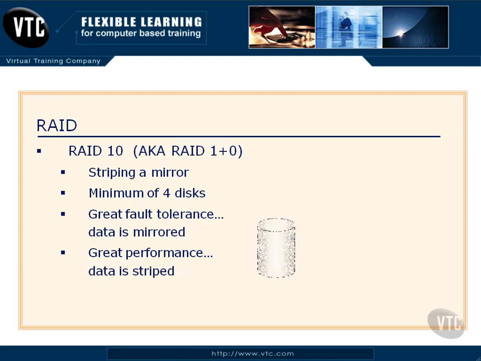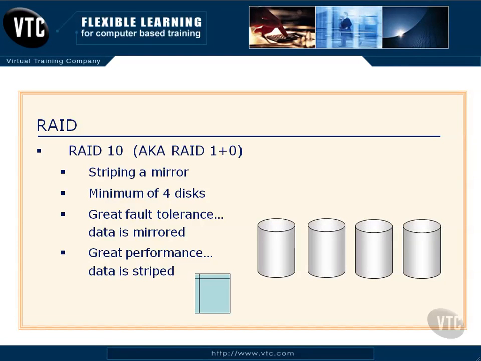So let's look at what this looks like. I've got 4 disks, and I've got a file, and I write that file, and notice it is striped onto 2 disks, and then that stripe is mirrored onto 2 more. How cool is that? So now I have striping on 2 disks, and then those 2 disks are mirrored on the 2 disks. So I have data fault tolerance, and I have the speed of my writes and my reads.